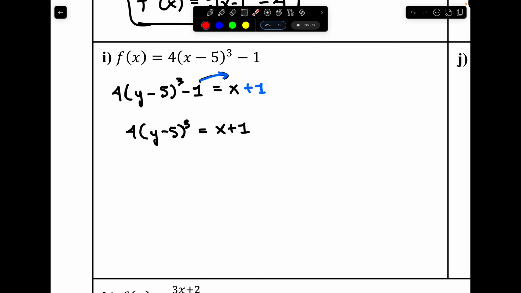Now, because of this 4, before we can take the root like we did on the previous example, this has to be divided out. Since 4 next to parentheses means multiplication, the inverse operation would be to divide.